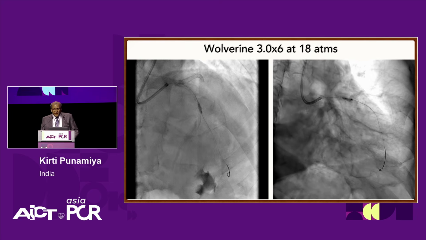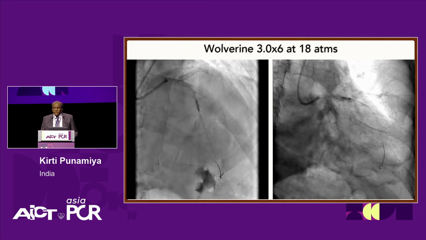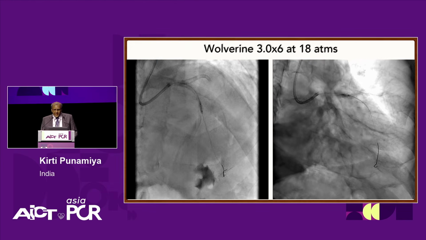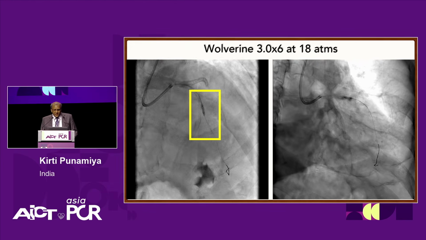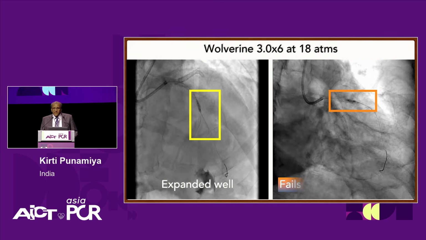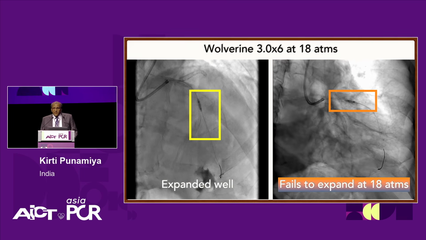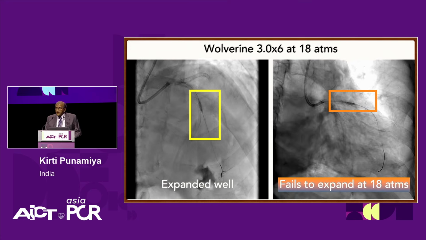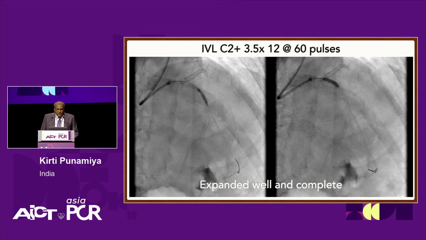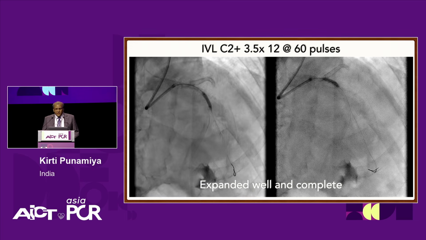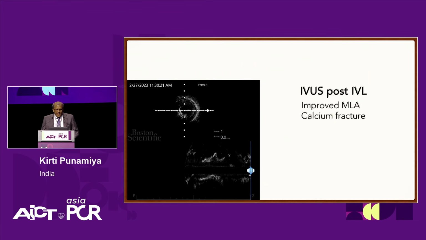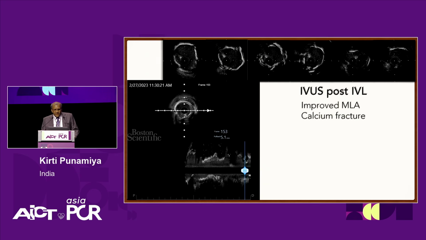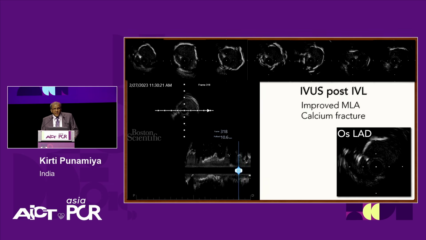So I start off with my Wolverine, and I find that it expands completely except for that one area in the proximal LAD, as shown on this right image. This expands well, this does not. You can see that it's unexpanded at 18 atmospheres with the Wolverine. It tells me this is where I need to use my IVL. So the IVL which I have, spare 60 pulses, I expanded in that proximal LAD, achieving complete expansion, again radiological. And this is post-IVL. It shows improved MLAs, it shows calcium fractures, it shows all those things which make me think that we've prepared the LAD well.